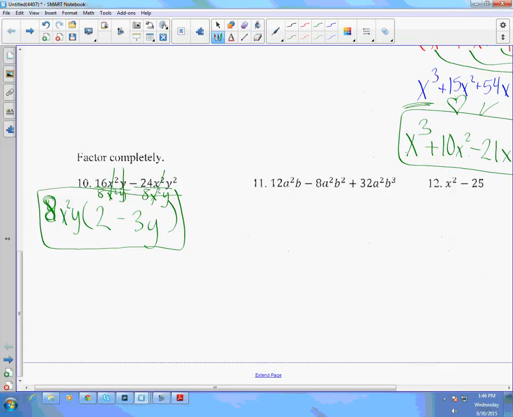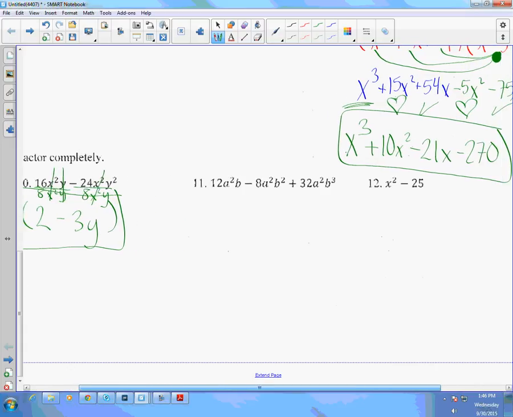You know you're done if it's not a quadratic left. Inside we have a linear. If it's a quadratic, we're going to have to check our tic-tac-toe and see if anything else can factor out.